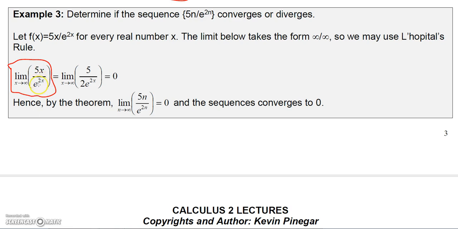But what we can do now is apply L'Hopital's rule. So you just take the derivative of the top, which is 5, and then take the derivative of the bottom, which is 2e to the 2x. And then it's relatively easy to see that the numerator stays constant, and as x goes to infinity, the denominator goes to infinity. So with the numerator constant and the denominator going to infinity, this limit is going to go to 0. So therefore, since the limit of that function goes to 0, so must the limit of that sequence go to 0. So that sequence converges to 0.